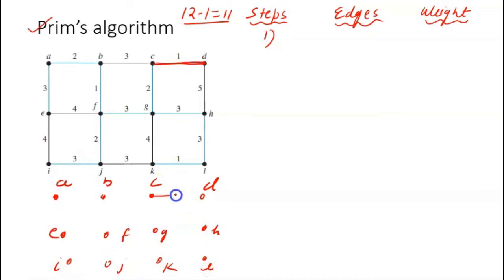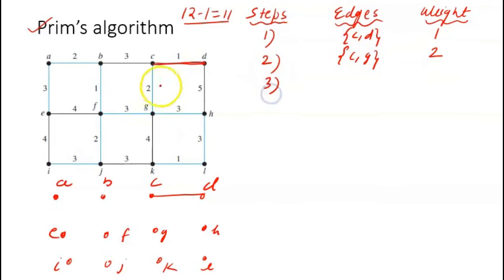So in step 1 we selected CD. I put the edge CD over here, and I put its weight, that is 1. In step 2, we can clearly see that on C we have CB, whose weight is 3, CG, whose weight is 2, and DH, whose weight is 5. So out of all these 3, the minimum is of weight 2. So in the second step I selected CG, and its weight is 2. So I wrote its weight.